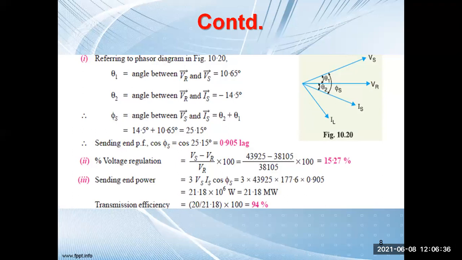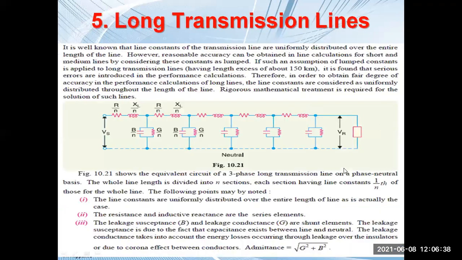So I hope this is clear to all of you. Okay. Next we'll start long transmission line. From the name, it is clear that the line length should be greater than 150 kilometers. Now in this case, in long transmission line, we cannot assume that the line parameters are lumped or concentrated. It is distributed throughout the length of the line.